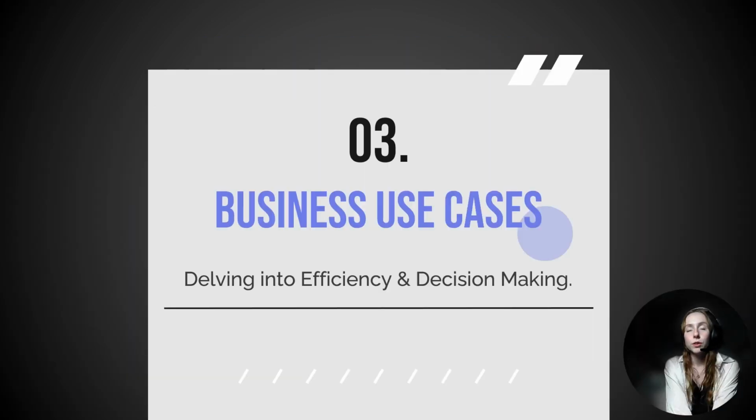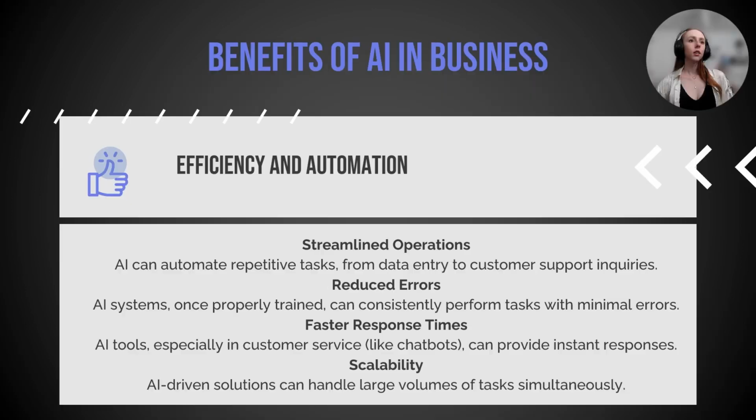And now moving into part 3, we're going to go over some business use cases, delving into efficiency and decision-making when using AI. There are several benefits of using AI in business, so let's talk about those. AI is really great for streamlining operations. AI can automate repetitive tasks from data entry to customer support inquiries, allowing businesses to allocate human resources to more strategic roles. It also is great for reducing errors in that AI systems, once properly trained, can consistently perform tasks with minimal errors, ensuring higher quality outputs.